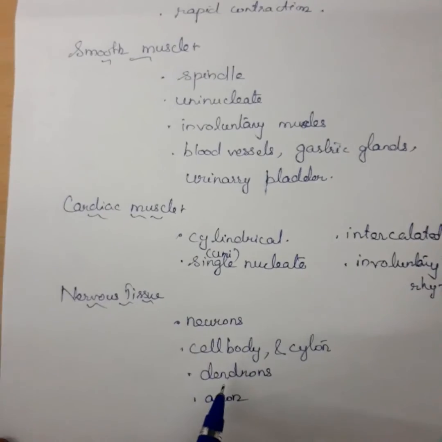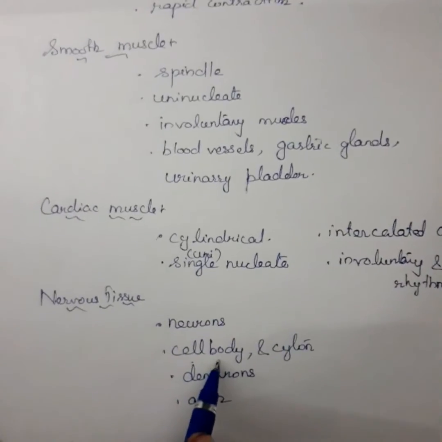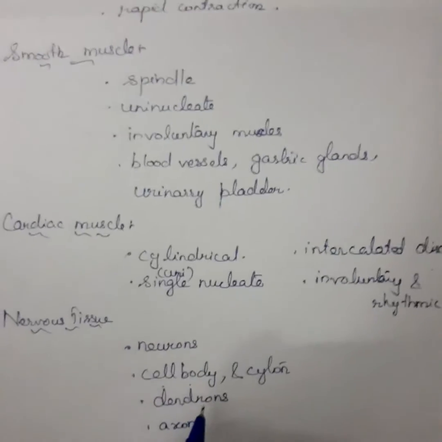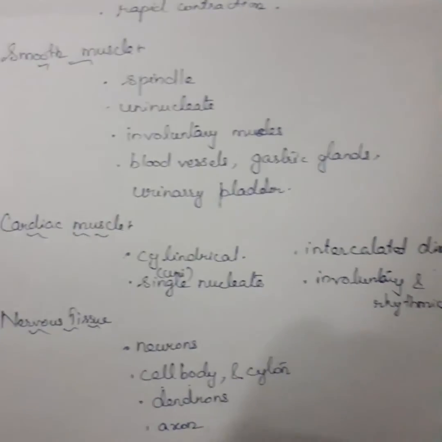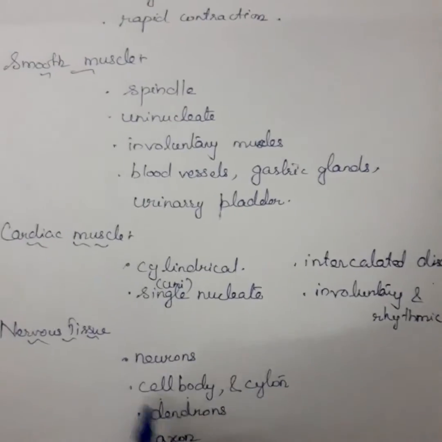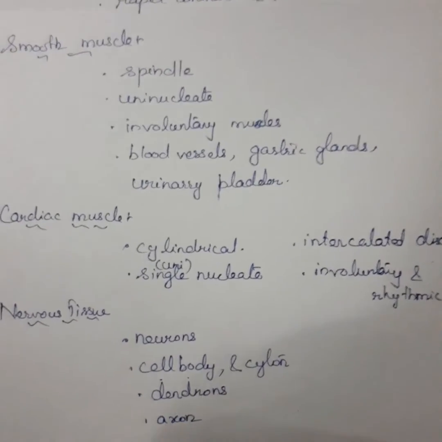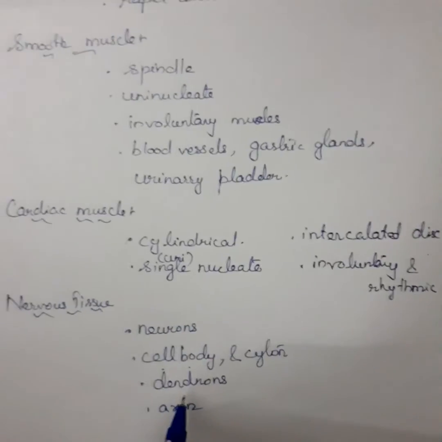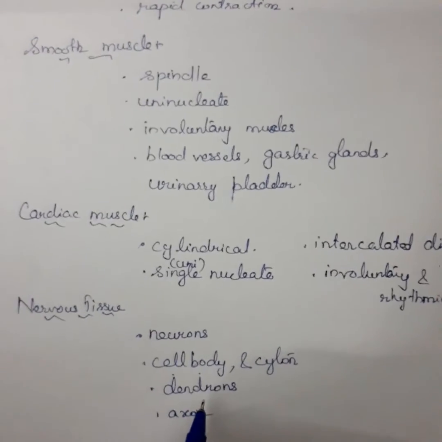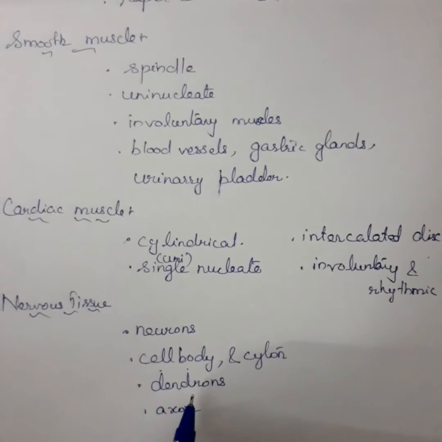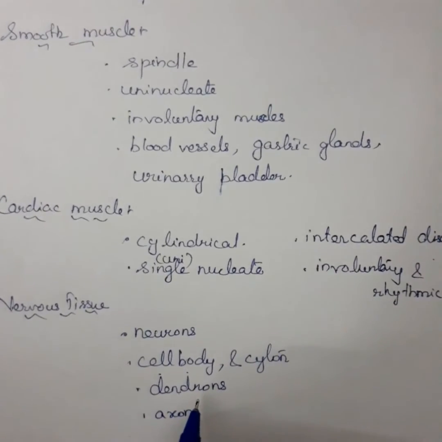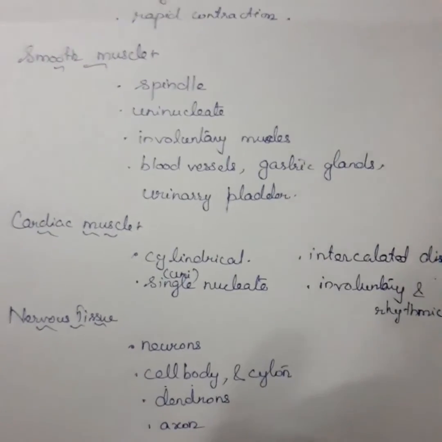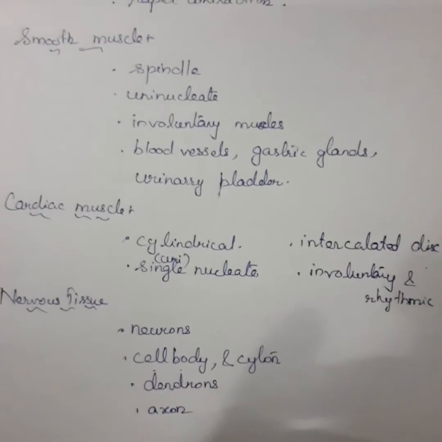Each neuron consists of a cell body or cyton. The cell body has a nucleus and cytoplasm. The dendrons are very short and highly branched protoplasmic processes of the cyton.